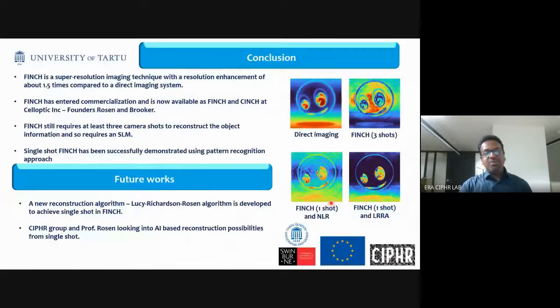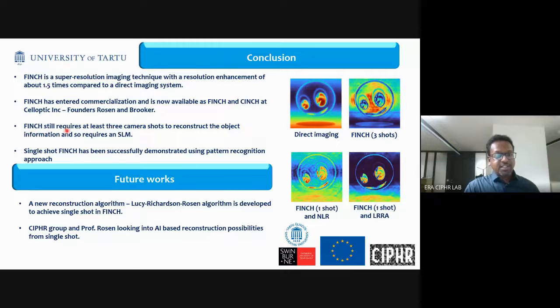Okay, so now we are almost at the end of the talk. So the conclusion is Finch is a super resolution imaging technique with a resolution enhancement of about 1.5 times compared to a direct imaging system. And Finch can also be used as a resolution booster to work with the other existing super resolution techniques so that we can multiply resolving powers. And Finch has already entered the commercialization step, and it is available as Finch and Cinch at Cell Optic.